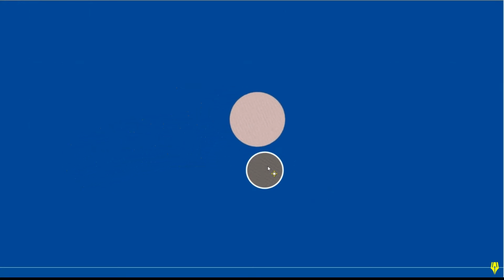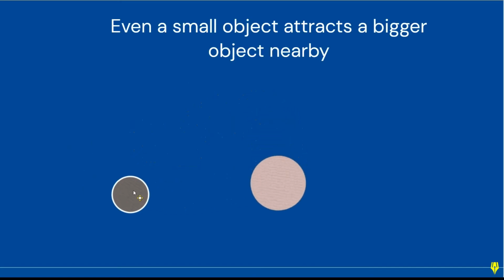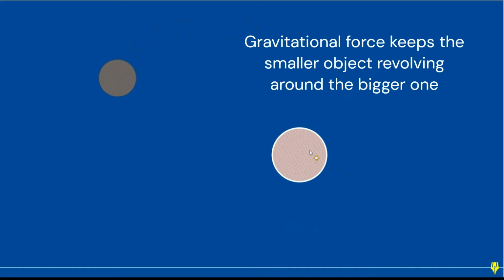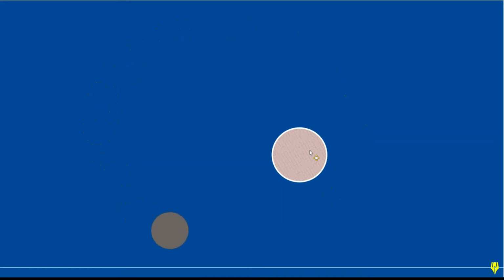Suppose we keep the smaller body fixed in space. We see that the bigger body is pulled by the smaller object. Here, we see the revolution of a smaller object around a bigger, heavier object in space. The path the body takes is elliptical in shape.